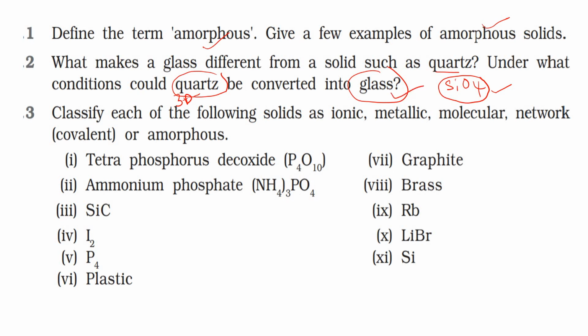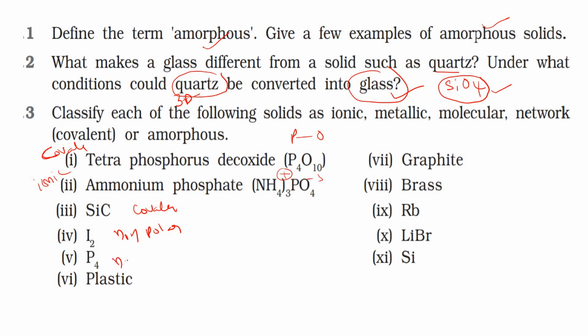Next, classify each of the following solids into ionic, metallic, molecular, network, amorphous. When you observe P4O10, it will have covalent bonds between oxygen. So this is a covalent network polymer. Ammonium phosphate, ammonium plus, phosphate minus, therefore it is an ionic solid. Silicon carbide, we just saw this, covalent. Iodine, non-polar molecular solid.